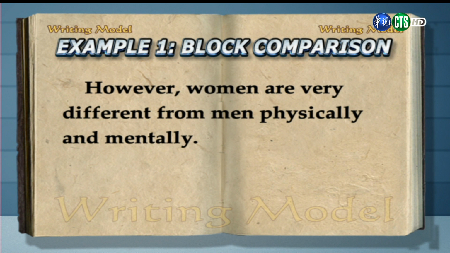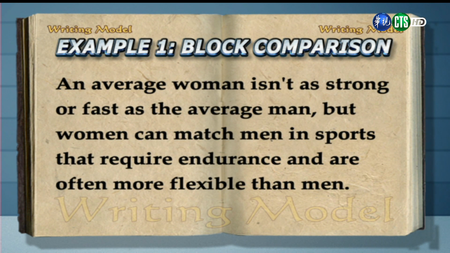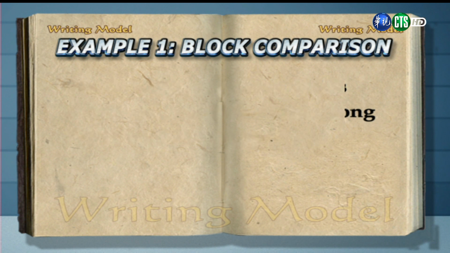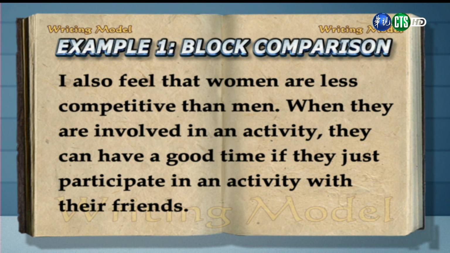However, women are very different from men physically and mentally. An average woman isn't as strong or fast as the average man, but women can match men in sports that require endurance and are often more flexible than men. For example, a woman holds the world record for many long-distance swimming events.